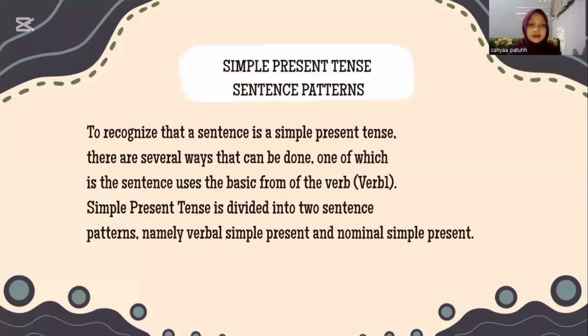The next slide is about simple present tense sentence patterns. To recognize that a sentence is a simple present tense, there are several ways it can be done. One of which is that the sentence uses the basic form of verb one. Simple present tense is divided into 2 sentence patterns, namely verbal simple present and nominal simple present.